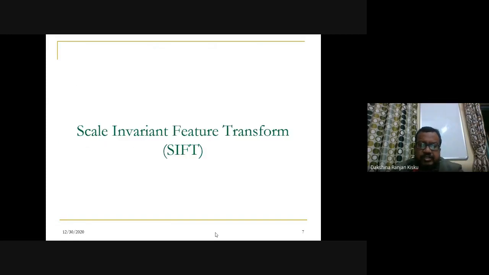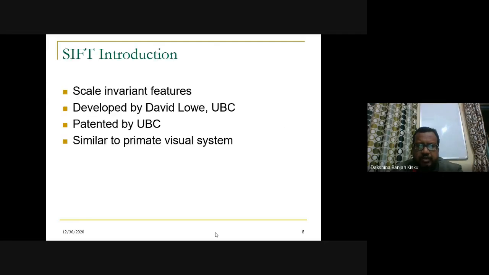Now the first feature extraction technique we are going to discuss today is scale invariant feature transform, or in short, SIFT. Okay, SIFT descriptor, scale invariant feature transform. Now this SIFT descriptor talks about the scale invariant features. So we shall come to that point. What is scale invariant, or what do you mean by scale space or scale invariant features?